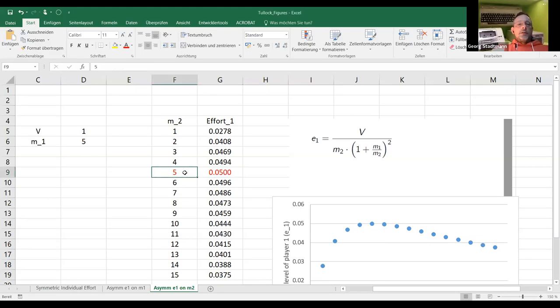How do the effort levels look when M1 is equal to M2? When M1 is equal to M2, the two players will exert the highest amount of effort, which implies that not only are the winning probabilities identical, but we also see a fast marathon. The two athletes are battling each other and we have a very high effort level.